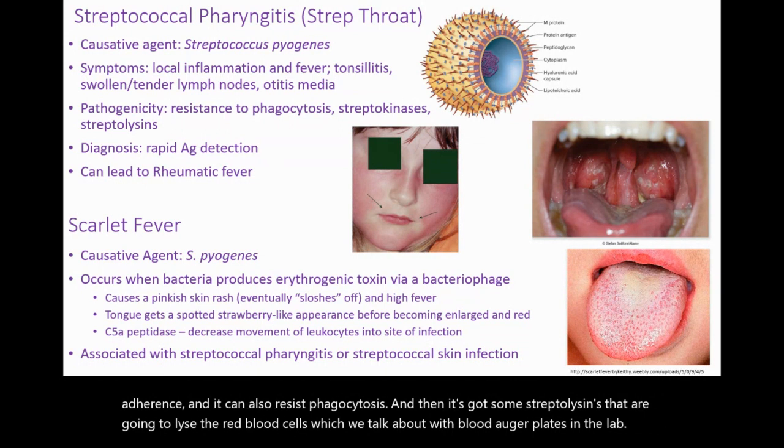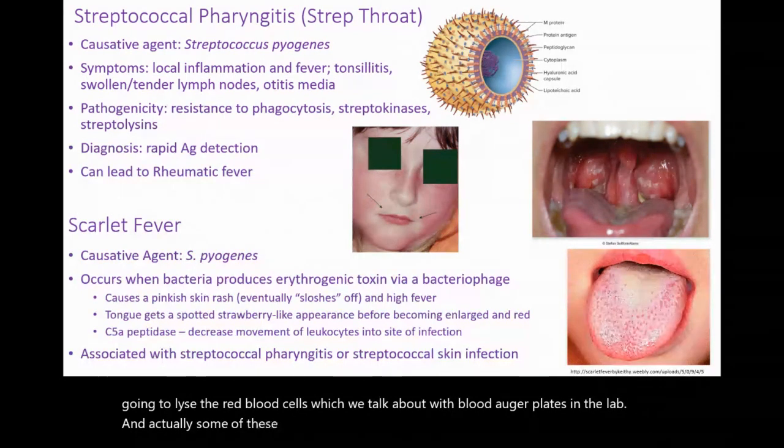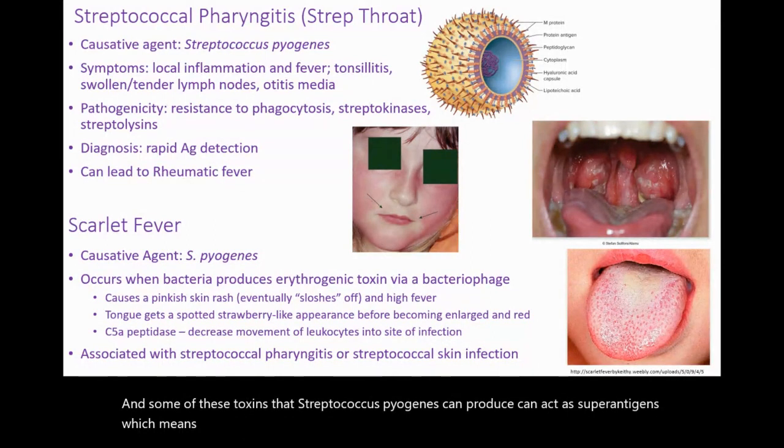And actually, some of these toxins that Streptococcus pyogenes can produce can act as superantigens, which means it's going to overstimulate the immune system. So our immune system goes into overdrive and it can result in shock or death.